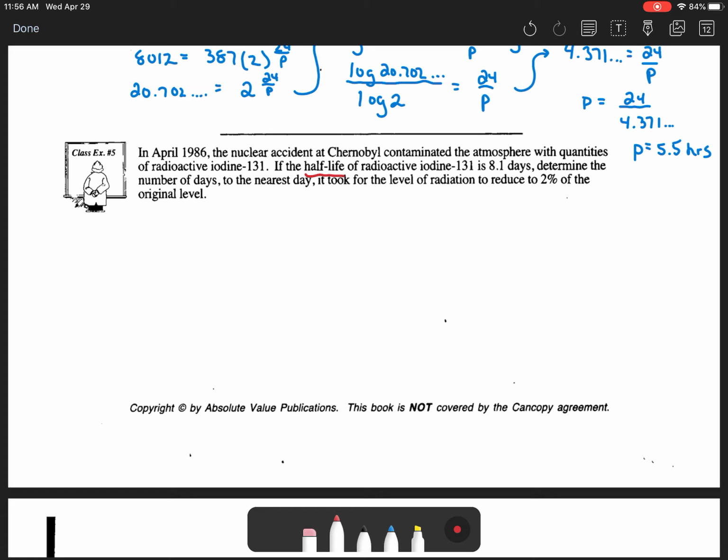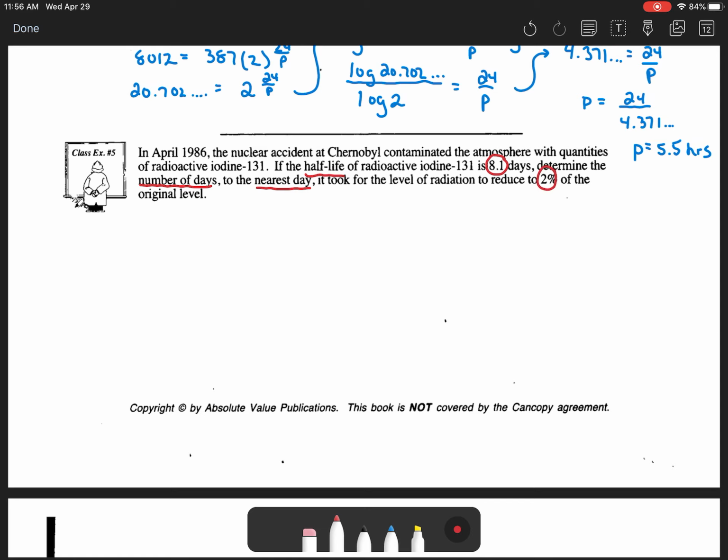So if the half-life of the radioactive iodine is 8.1 days, so here is the period. That's how long it takes the radioactive iodine to halve. So every 8.1 days, you have half the amount you previously had. Determine the number of days. So how long? That's what they want. So this time they want time, the number of days, to the nearest day. So that's how we're going to round. It took for the radiation to reduce to 2% of the original level.